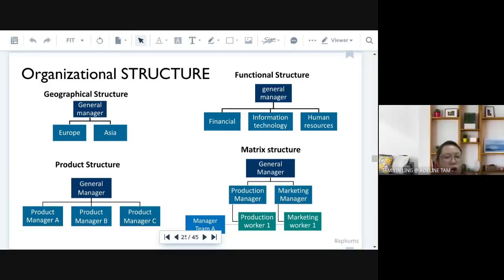So how to divide them into different departments? We have many ways of doing it. Okay, one very common way, which even small companies can do, is functional, fungsi.